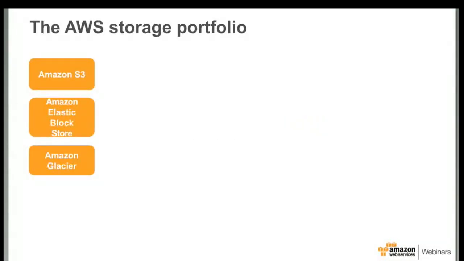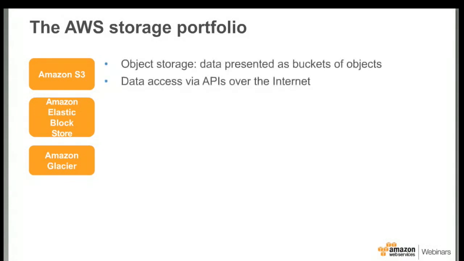Let me start by talking about our current storage offerings and how EFS enhances our set of offerings. Before EFS, so until a few weeks ago, AWS had three storage offerings for customers. The first is the Amazon Simple Storage Service, or S3. Second is Amazon Elastic Block Store, or EBS. And then the third is Amazon Glacier. Let me talk about each of these.